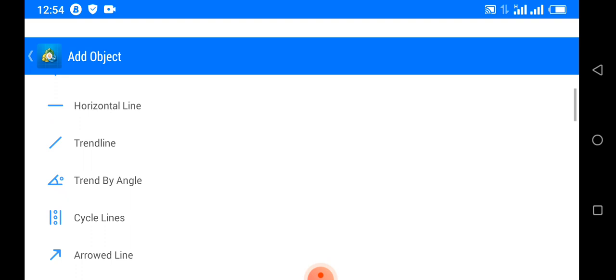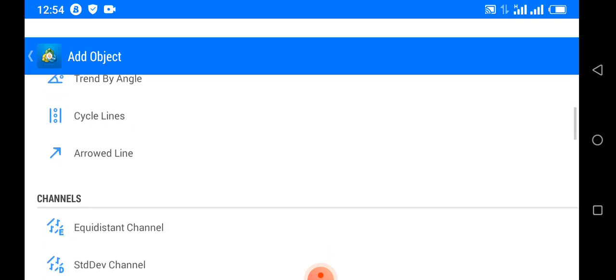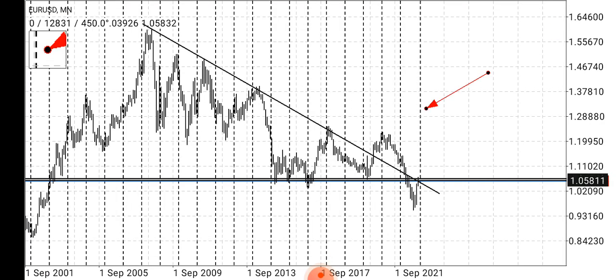Let me bring out my tools so I can show you what I'm referring to, guys. This is what I'm referring to. This market has been on a downtrend for some time now. Look at the trend line here. This market has been making lower lows and respecting this trend line.